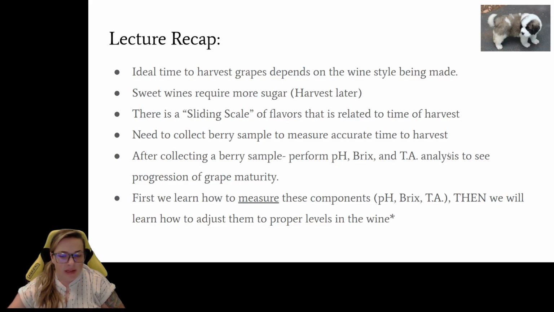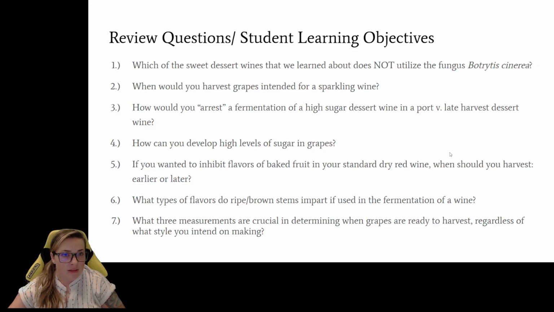Okay, then we have lecture recap, also known as student learning objectives. So please refer to this to study for your quiz. Also, these review questions here are a great place to start as well. And then you should be ready for your quiz.